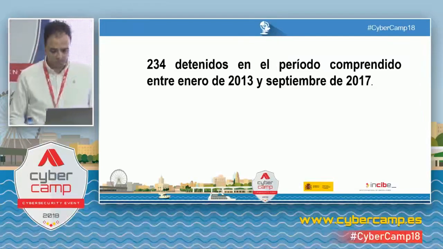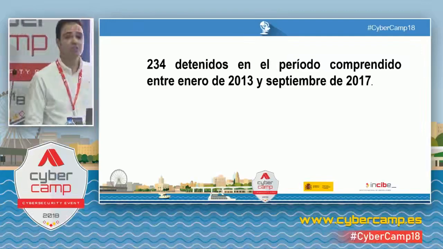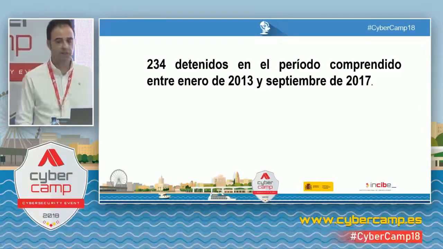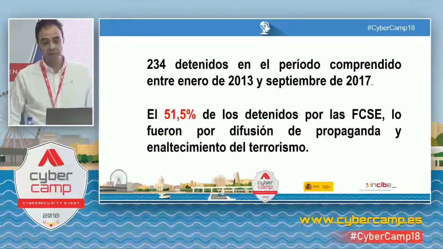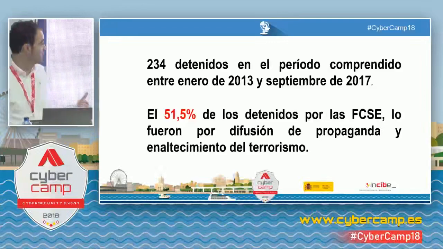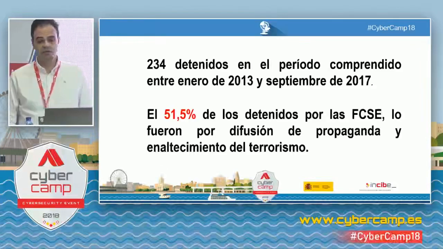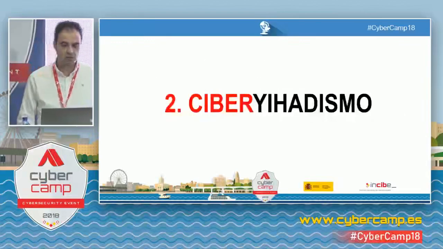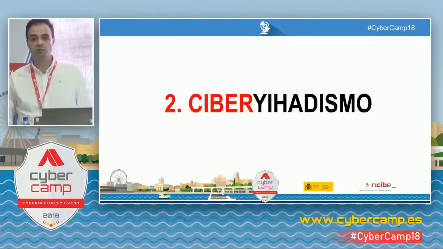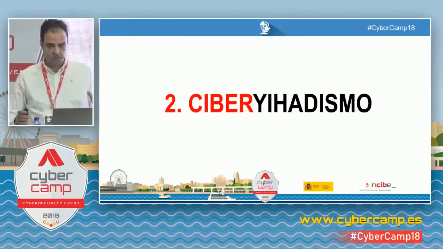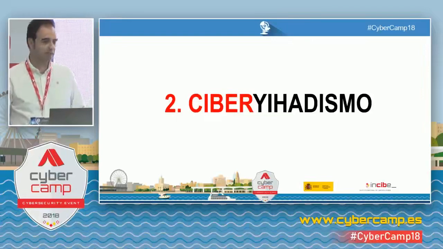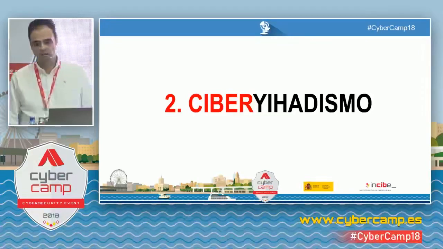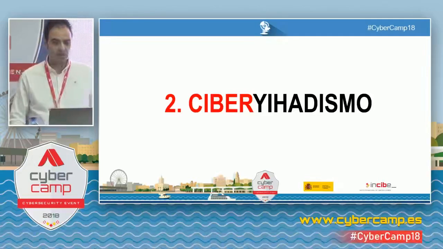Let me just tell you about this study covering the period from 2013 to 2017, where 234 people were arrested, accused as suspected jihadist terrorists. Well, 51% were accused for disseminating propaganda on social media. That's the new scenario. Because jihadist terrorism, people tend to think about attacks against the police, bombs.